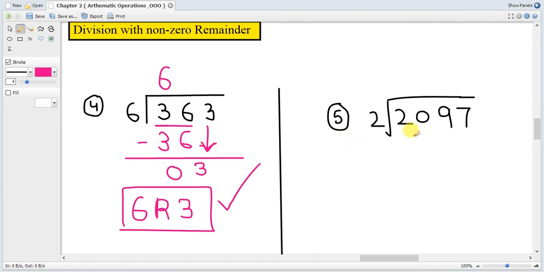Next, question number 5 is 2097 and we have to divide it with 2. So we have to use the times table of 2, starting with a single digit. So 1 times 2 is 2. Simply take away. 2 minus 2 is 0. Now shift the next digit down, which is 0. Right? And now since this 0 is smaller than 2, we cannot divide it. And now we have to shift the next digit, which is 9, also shift it down.